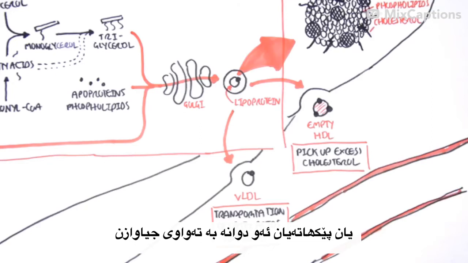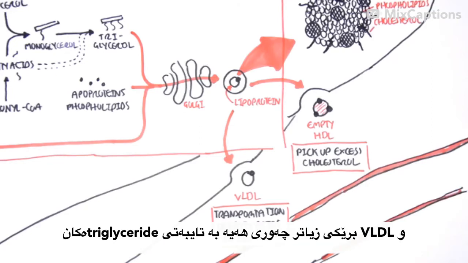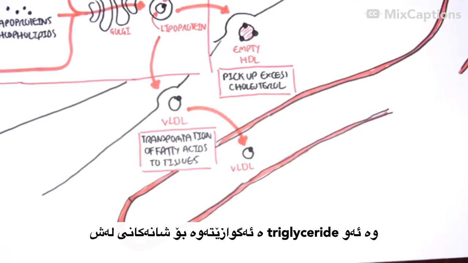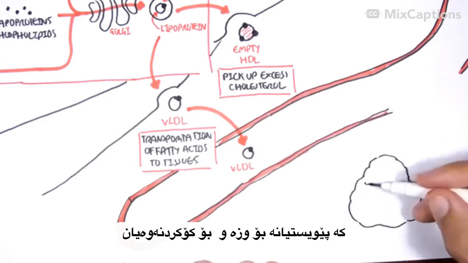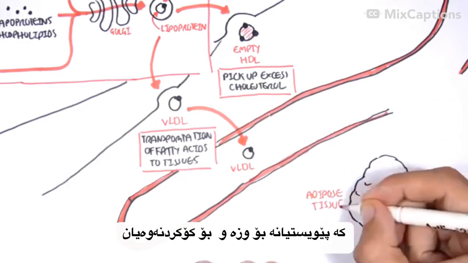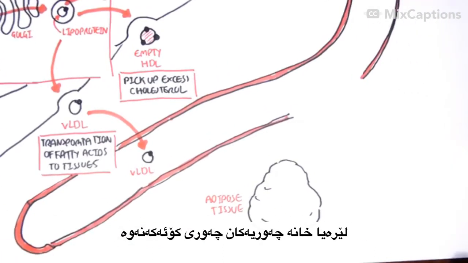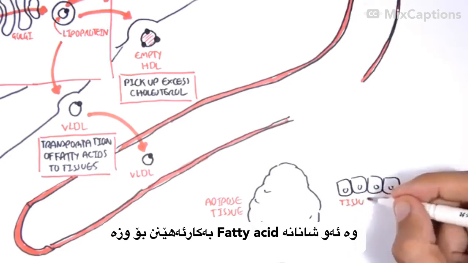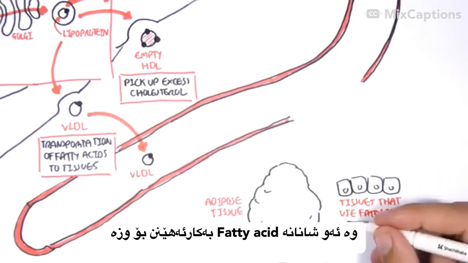They are completely different. VLDL has a lot more lipids, especially triglycerides, because VLDL will go into the blood and transport these triglycerides to body tissues that need it for energy or for storage. There is adipose tissue that stores fat, and there are tissues that use fatty acids for energy.